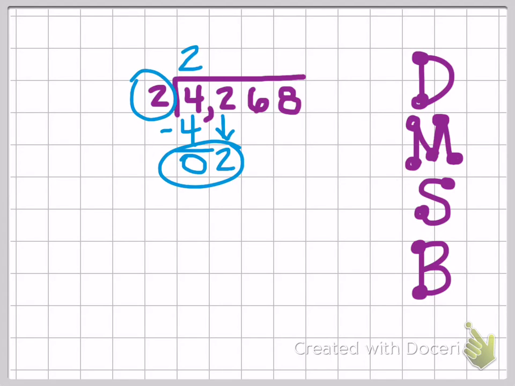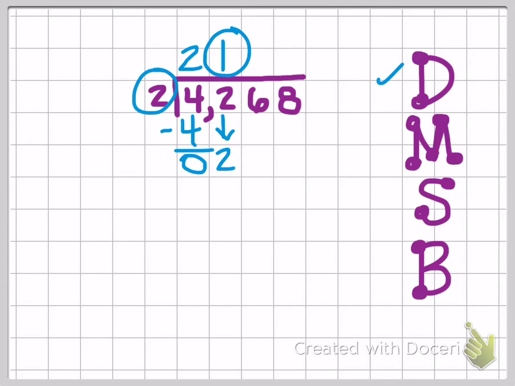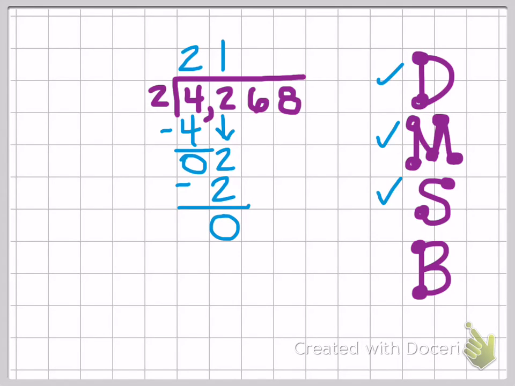2 divided by 2 is 1. Now we multiply. 1 times 2 is 2. Now we subtract. 2 minus 2 is 0. Next, we bring down the next digit. And we're ready to start our process again with this next remainder.